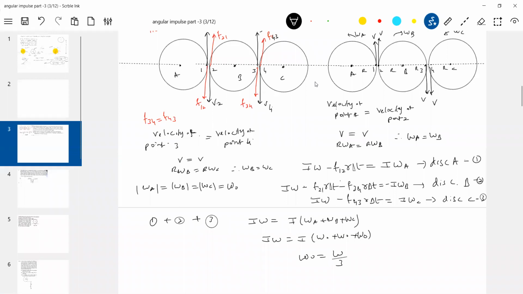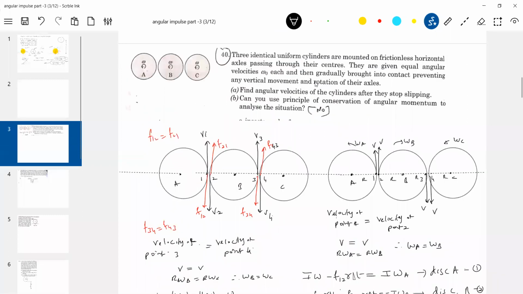In books you have 2 disks. I just brought 3 disks here. You can apply it for any number of disks, no problem. So what is the next part? Can you use the principle of conservation of angular momentum to analyze the situation? Answer is no, because on each and every disk an angular impulse is acting. So therefore the answer will be no.